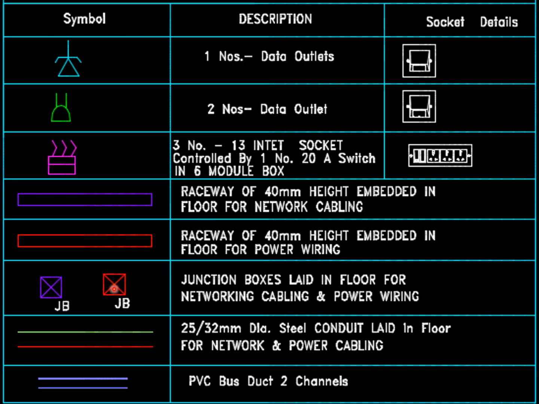Junction box. This is the raceway. This is the junction box. Junction boxes are used to join two raceways at some strategic locations, maybe at a bend. This particular one shows 25 or 32 mm diameter steel conduit laid in the floor for network or power wiring. This shows PVC bus duct.